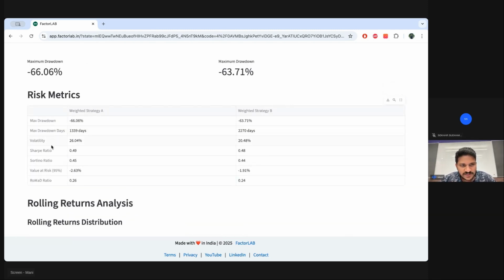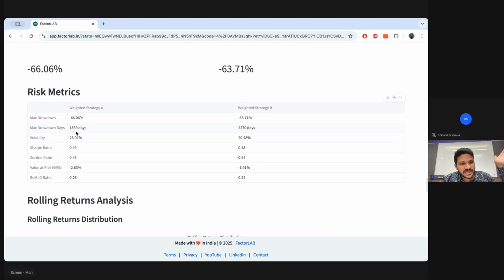Furthermore, along with max drawdown, you have max drawdown days. This is like you getting into the pool and you can think of it as how long can you breathe in the pool, right? That's the number of days that you can withstand this. Interestingly enough, the strategy is able to recover in 1339 days, whereas it took 2270 days for strategy B to recover. This is the max drawdown days, by the way.